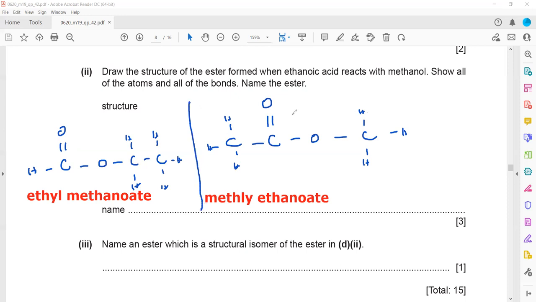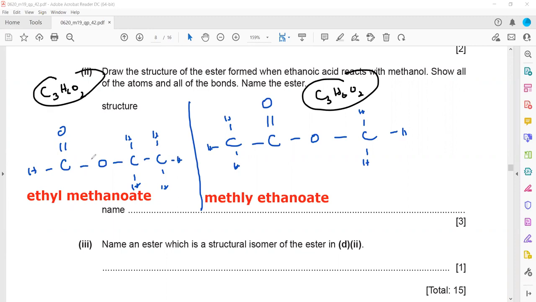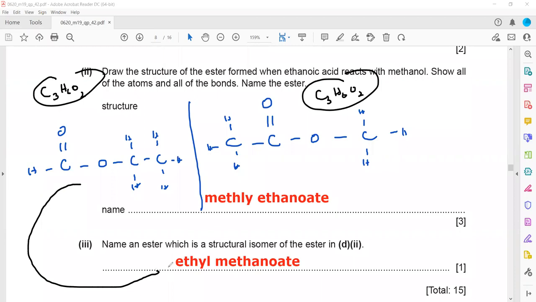These two compounds have the same molecular formula. How do they have the same molecular formula? When we count the number of carbons, 1, 2, 3, it contains 3 carbon atoms, 6 hydrogen atoms, and 2 oxygen atoms. C3H6O2, and this is also C3H6O2. So both have the same molecular formula, but they have different structures. That's why we call them isomers. So if you want to draw an isomer of methyl ethanoate, the isomer will be ethyl methanoate. We just switch the position.